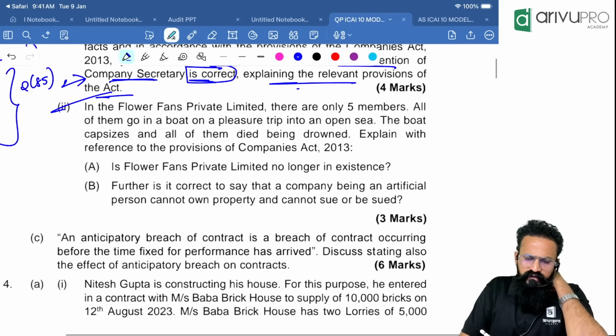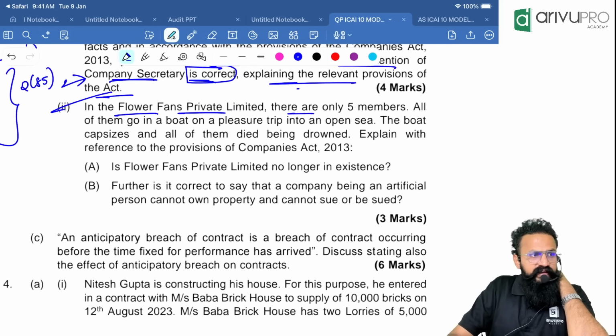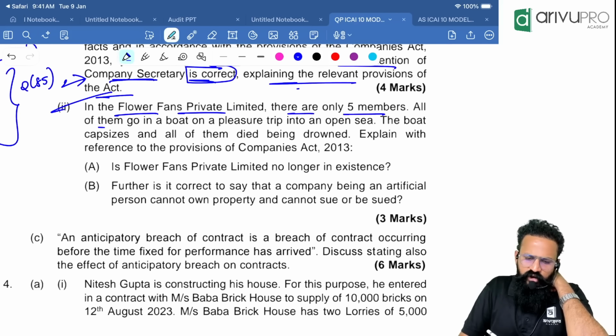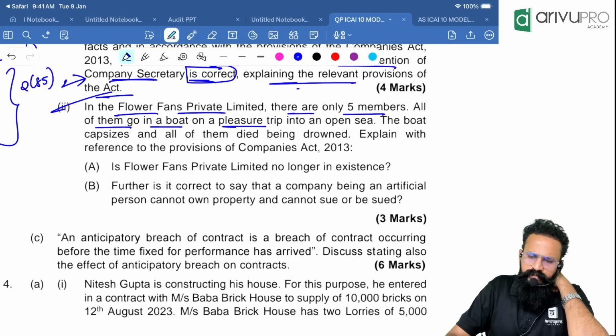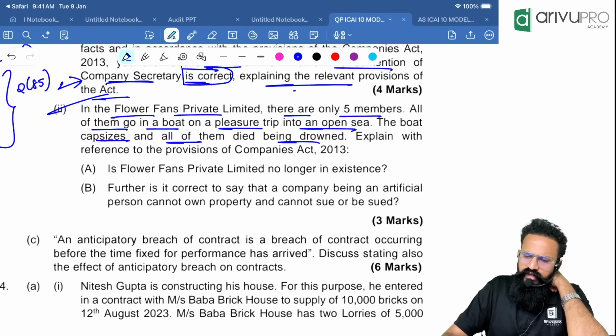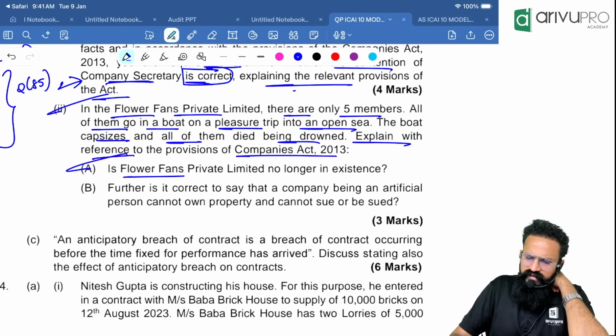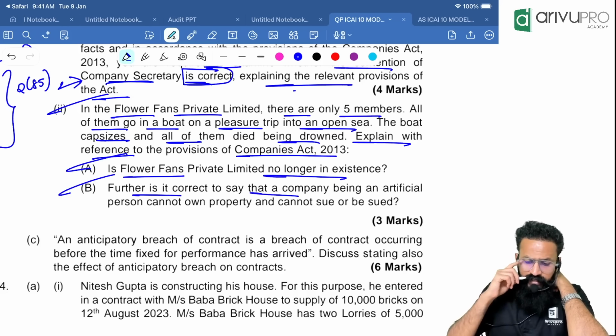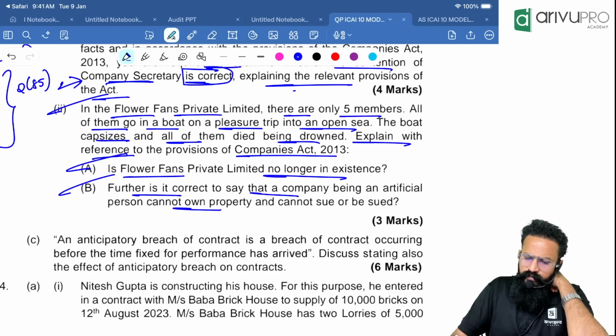Done. In Flower Fans Private Limited, there are only 5 members. All of them go in a boat on a pleasure trip into an open sea. The boat capsizes and all of them die, being drowned. Explain with reference to the provision of Companies Act: is Flower Fans Private Limited no longer in existence?